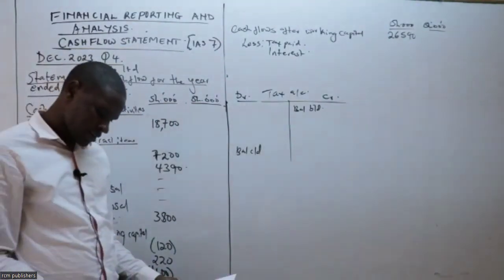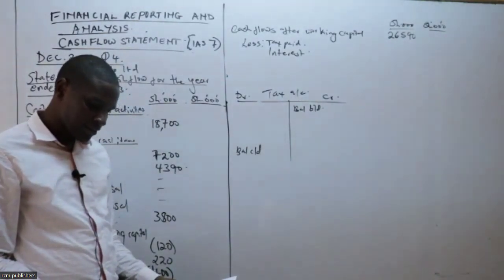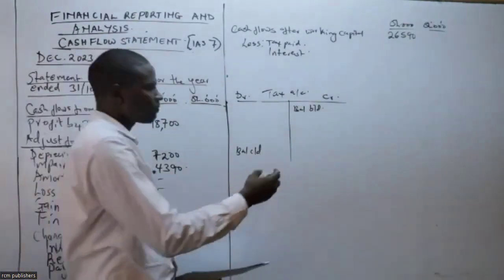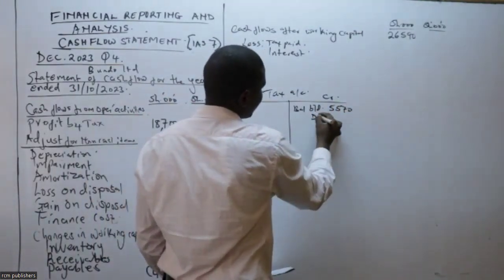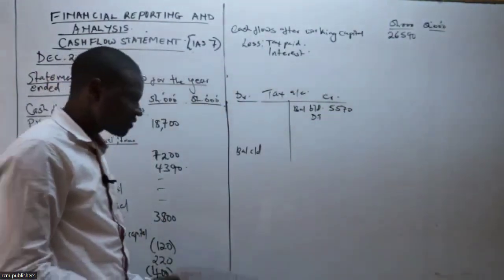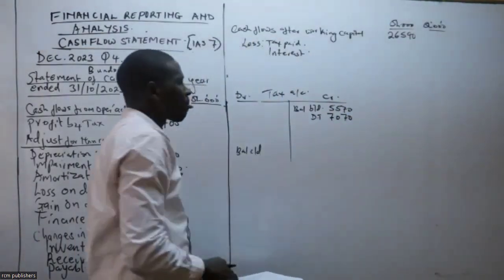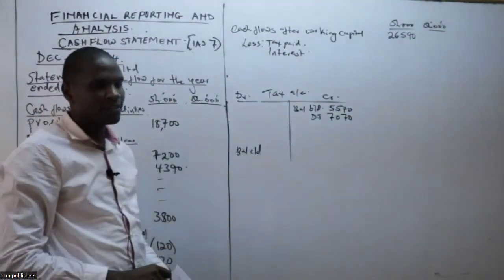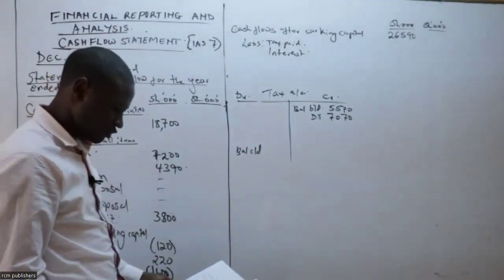Balance, you can see we have two taxes, deferred tax and the current tax. 5570, and then deferred tax. Deferred tax on the same is 7070. That is the balance that was brought down. People are getting 33790. Please confirm, continue confirming.